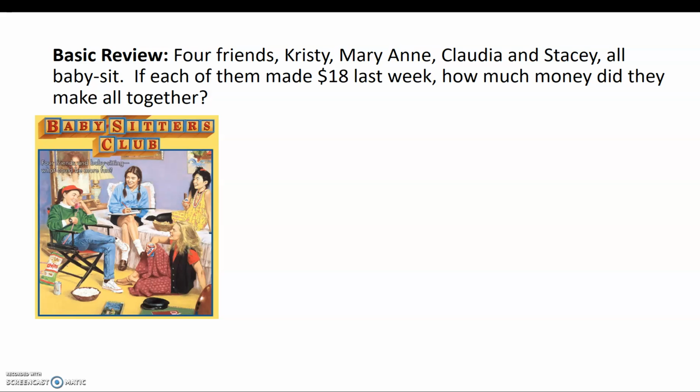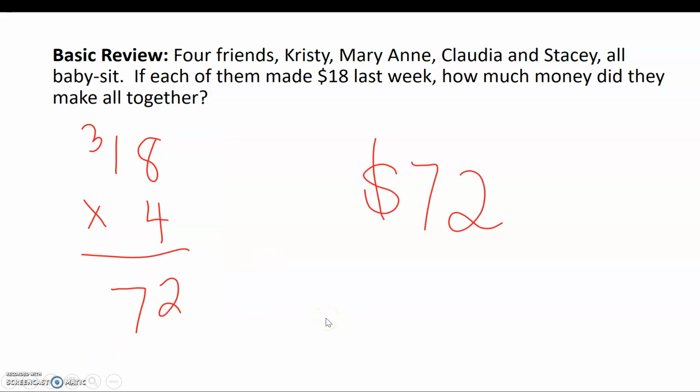So if you want to try that problem on your own, you can. I figure we have 4 friends that are each making $18. The most efficient way is probably to multiply 18 by 4. You should get $72 from that.